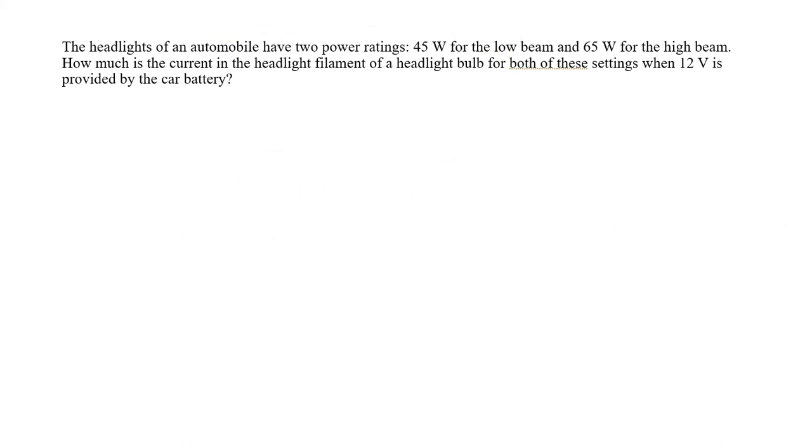So let's read it. The headlights for an automobile have 2 power ratings, a 45 watt for the low beam and a 65 watt for the high beam. How much current is in the filament of the headlight bulb for both of these settings when 12 volts is provided by the car battery? So what are we looking for here? Let's look this over.